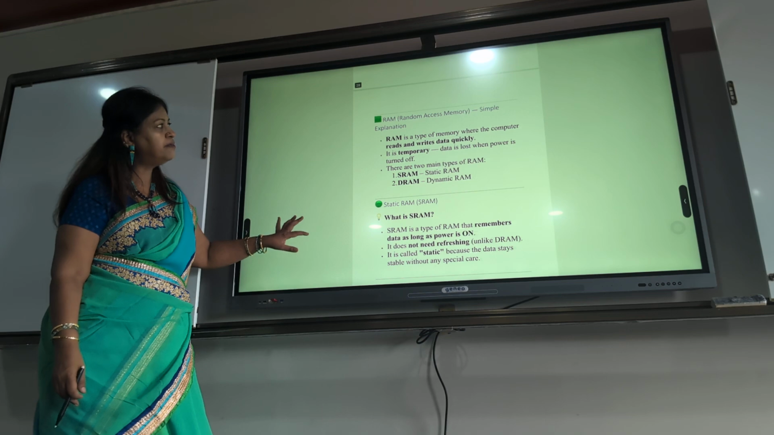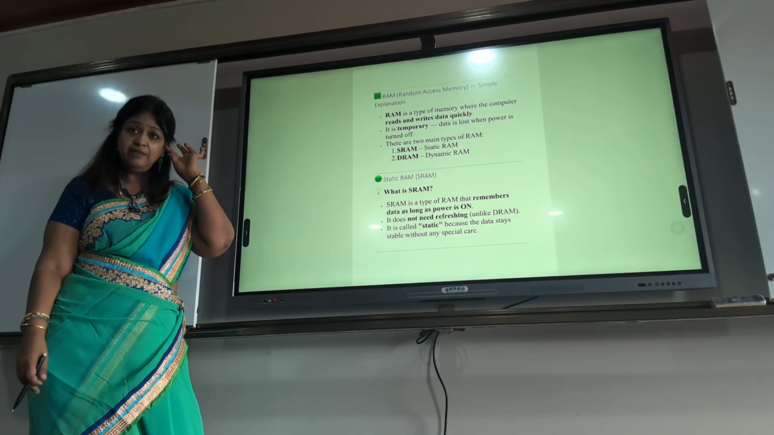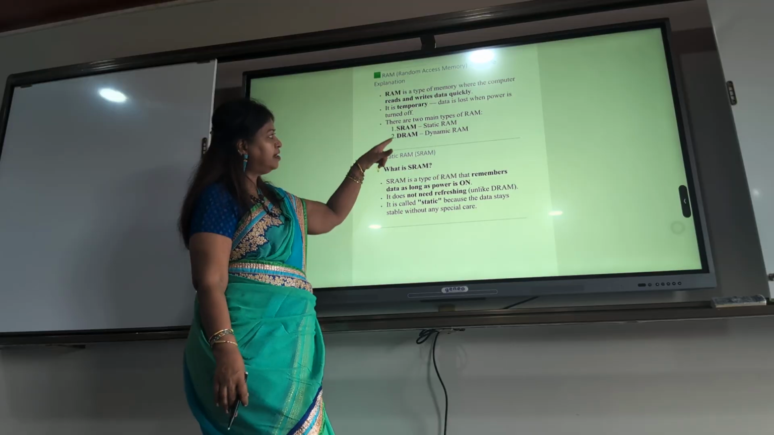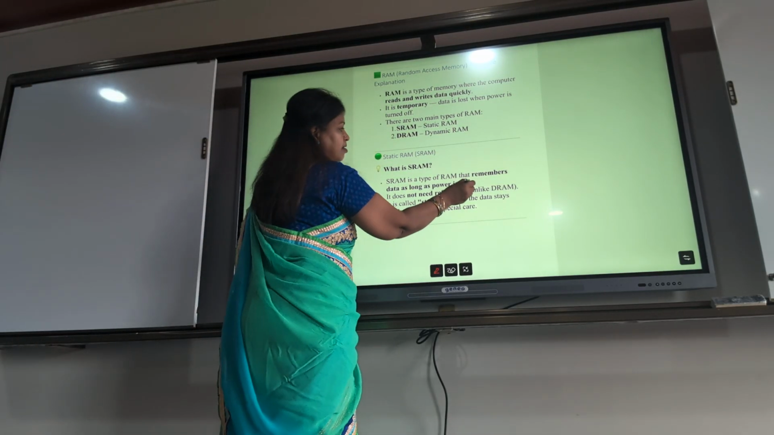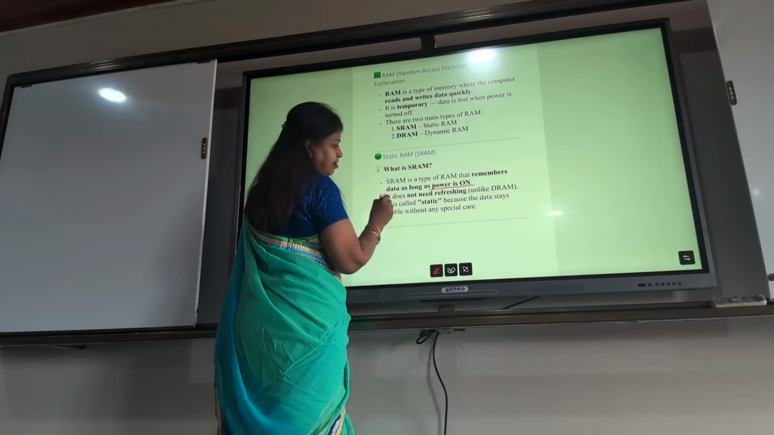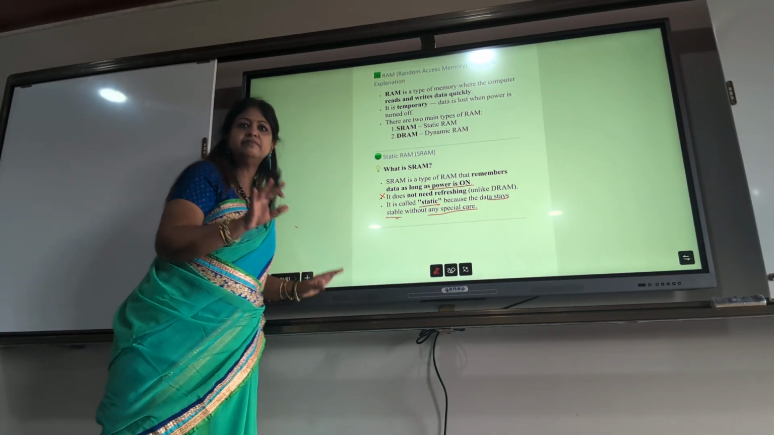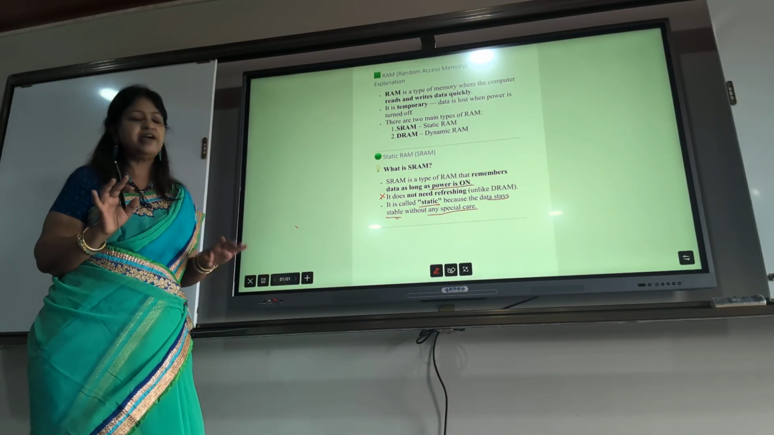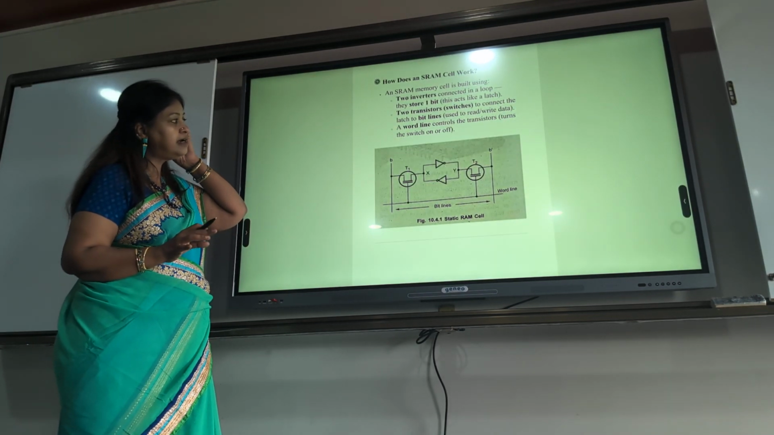Next is random access memory. This is another memory, and it is volatile. Volatile means when power goes off, data goes away. So you have static RAM and dynamic RAM. Static RAM is a type of RAM that remembers the data as long as the power is on, and it does not need refreshing. It is called static because the data stays stable without any special circuitry. When it is stable, we call it static. When it is changing, we call it dynamic. This is how SRAM works.